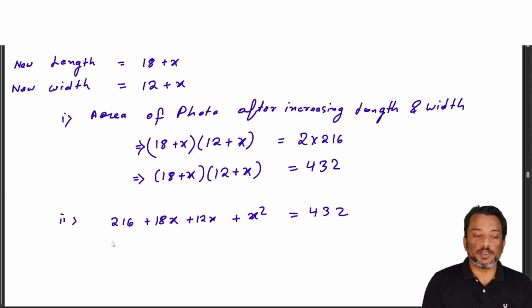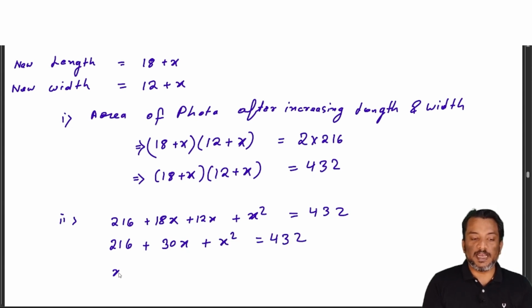Now you can say 216 plus 12x plus 18x. So you will get how much? 30x plus x square is equal to 432. Okay, so we can say x square plus 30x, you will get plus 216 minus 432 is equal to 0.